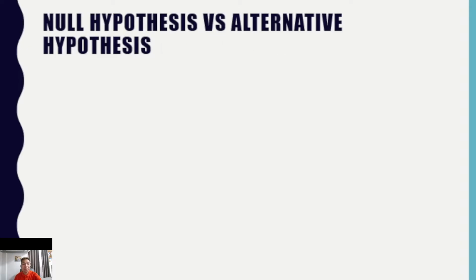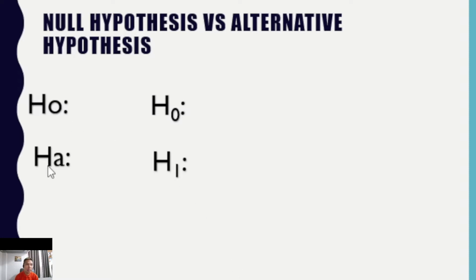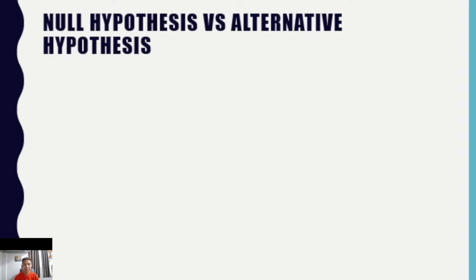So what's going to be our null hypothesis? The null hypothesis is denoted by H, then small letter O, while the alternative hypothesis is denoted by H, then small letter A. Or it could also be H sub 0 for the null hypothesis and H sub 1 for the alternative hypothesis. But let's use HA and HO. So what's going to be our null hypothesis?